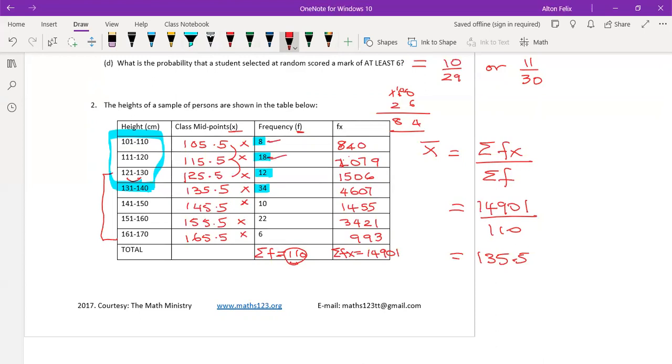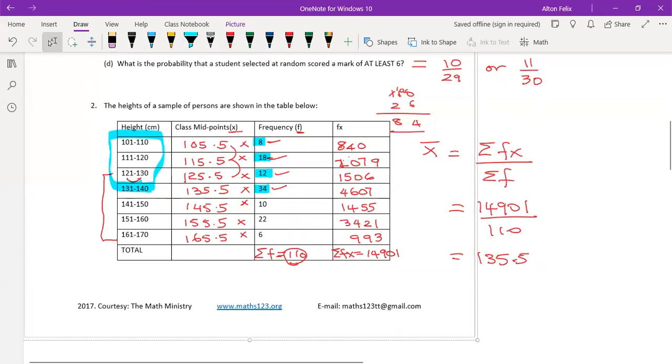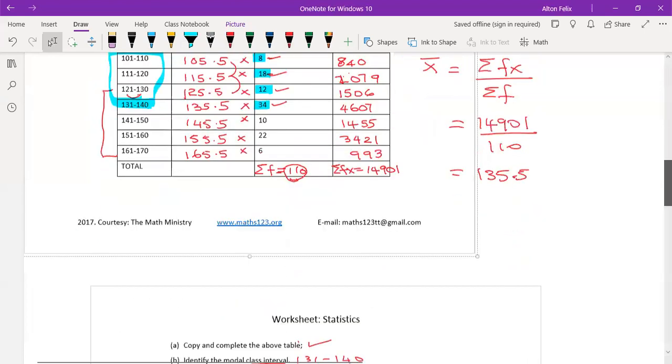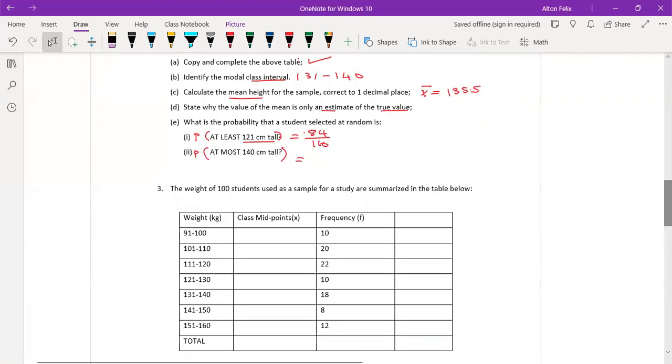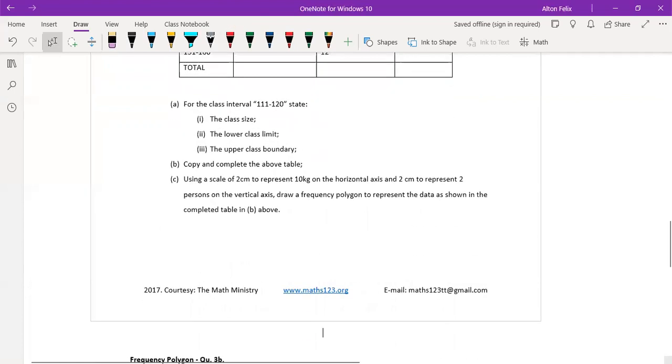8 and 18 is 26. 26 and 34 is 60. 60 and 12 is 72. 34 and 12 is 46. 46 and 18 is 64 and 8 is 72. So the probability there will be 72 out of 110. All right, let's write in that. Okay, so we have completed question number 2. Let's go to question number 3.